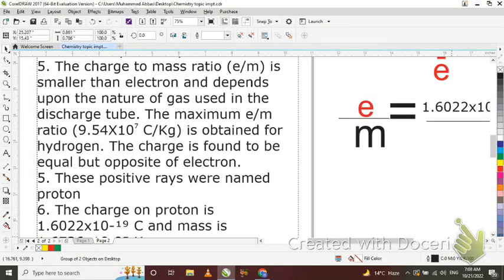The charge to mass ratio is smaller than electron and depends upon the nature of gas used in the discharge tube. The maximum charge to mass ratio, 9.54 multiplied by 10 to the power 7 coulombs per kg, is obtained for hydrogen. The charge is found to be equal but opposite of electron.